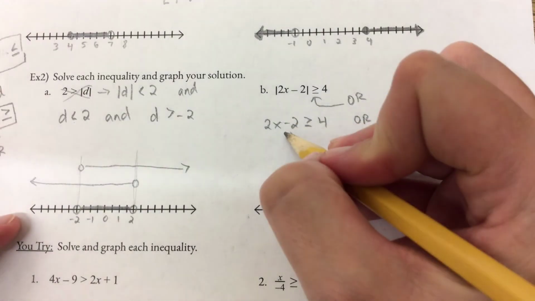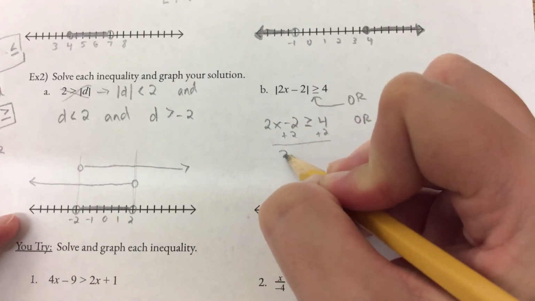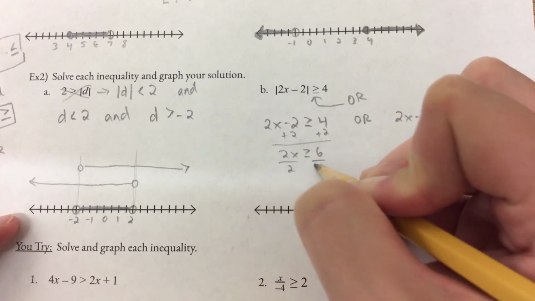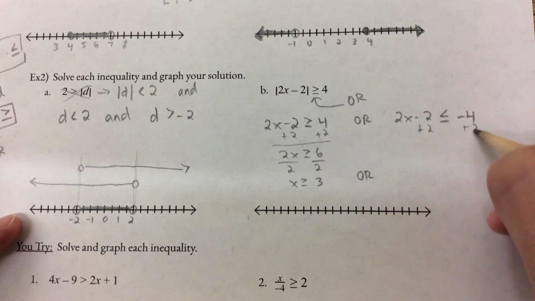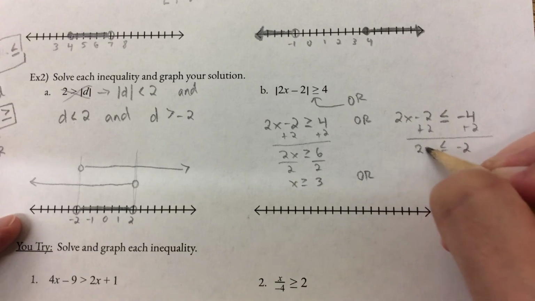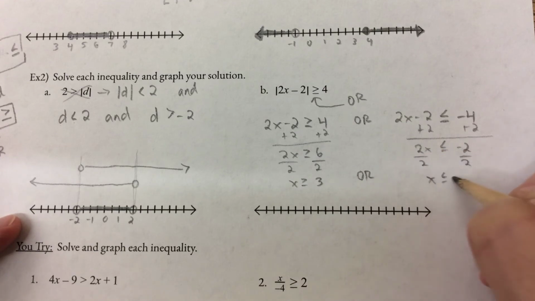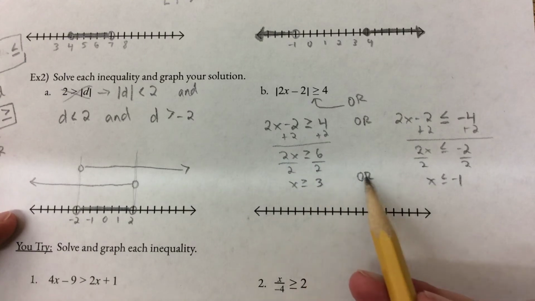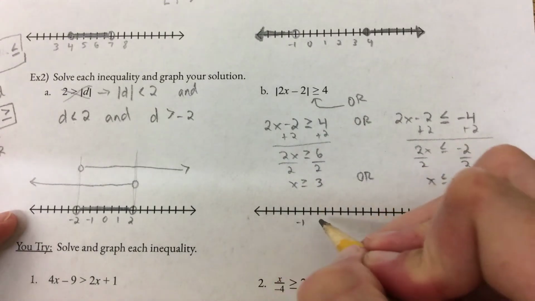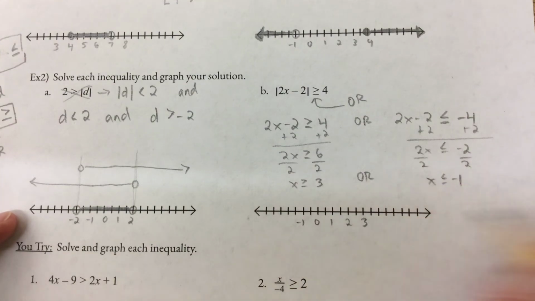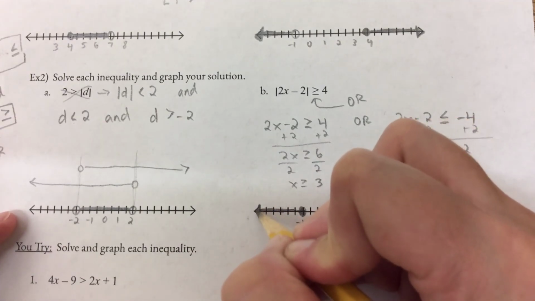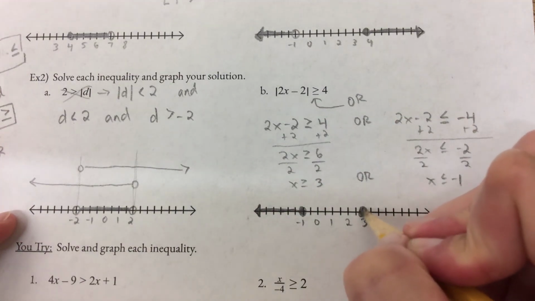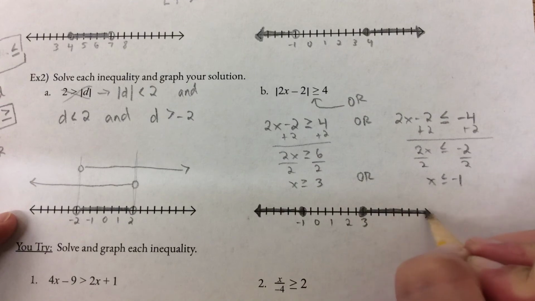So I'm going to solve both of these now. So add 2, divide by 2, same thing here. So now I have x is greater than or equal to 3, or x is less than or equal to -1. So if I label these, -1 is going to be here, gets a filled in circle, and shaded below because we're going to less than numbers. 3 is here, also has a filled in circle, greater than numbers this way.